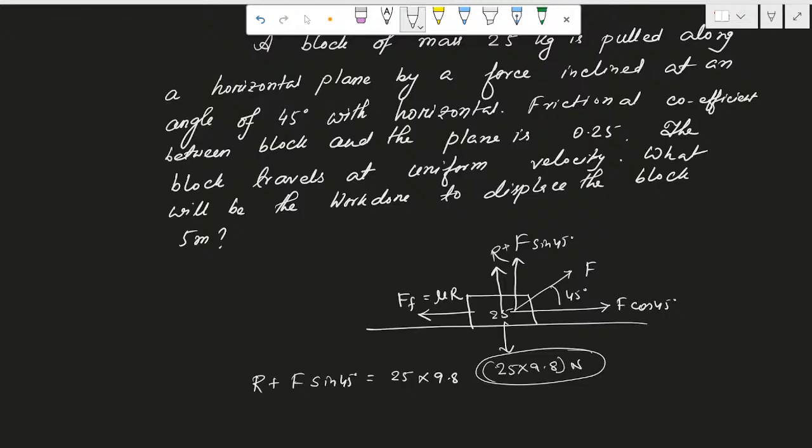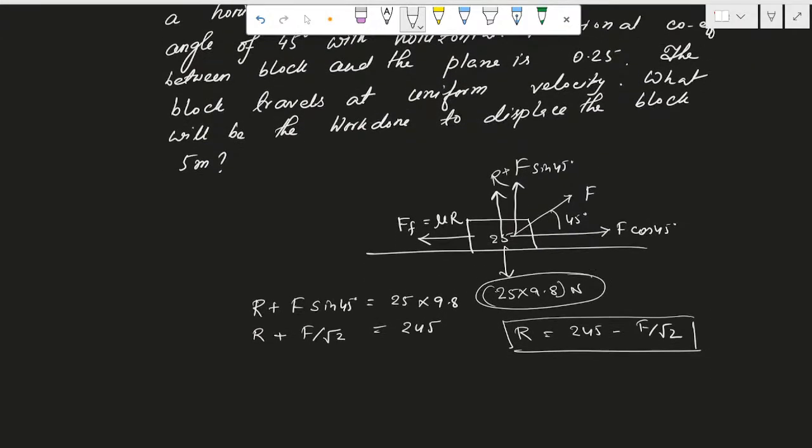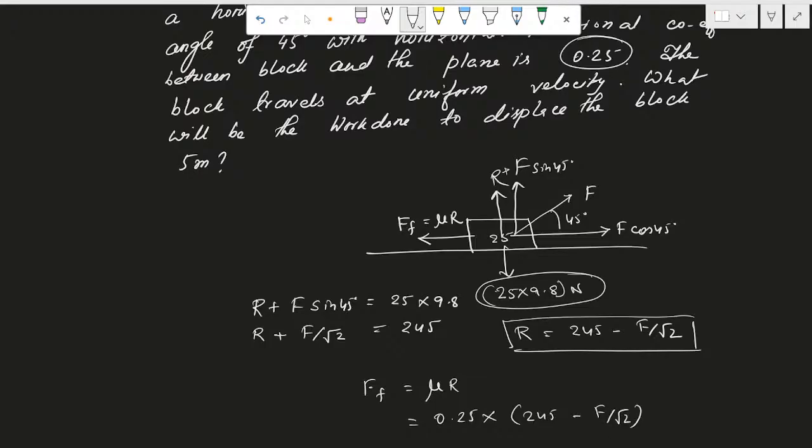The value of 25 into 9.8 is 245. So 245, and R I don't know. F sin 45 is F by root 2, since sin 45 is 1 by root 2. Therefore R is equal to 245 minus F by root 2. Now this value is very important, because in the frictional formula we need to put it. So F of F is equal to mu into R, mu is 0.25, and R is 245 minus F by root 2. So this is your F of F.